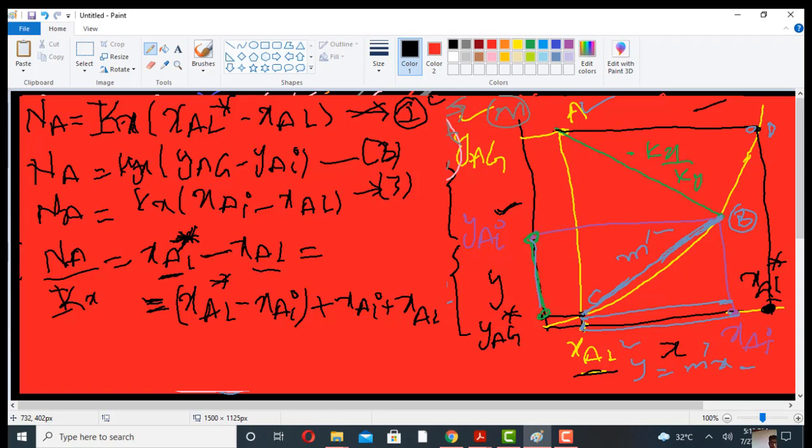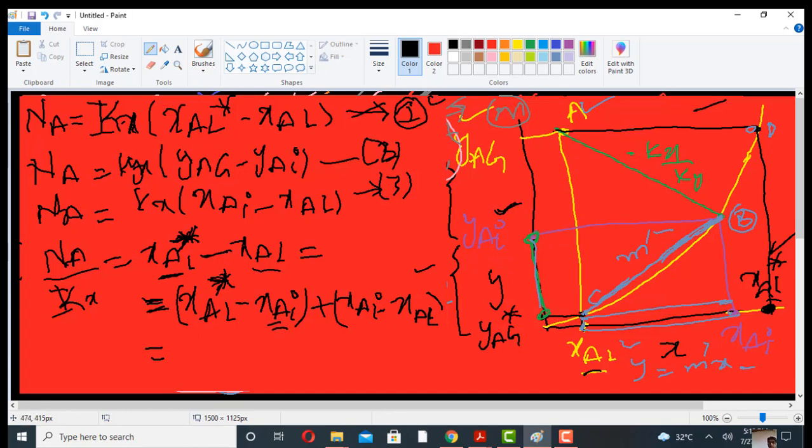XAI minus XA should be minus 1 minus XA minus XA. This is the XAL minus XAI plus XAI minus XAL. Now, what is the XAL star minus XAI?